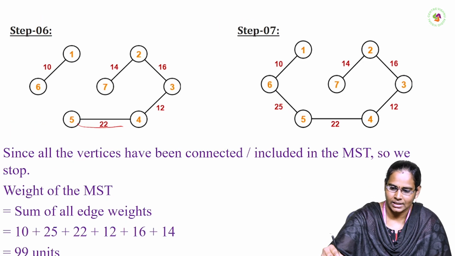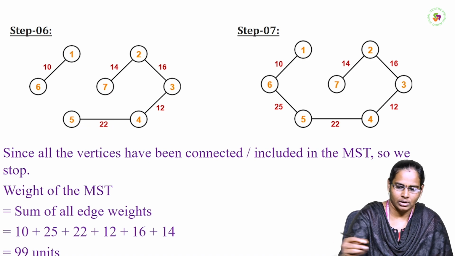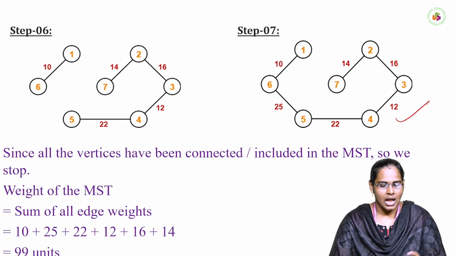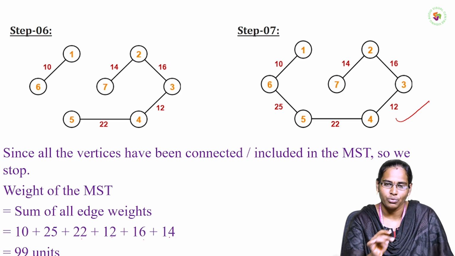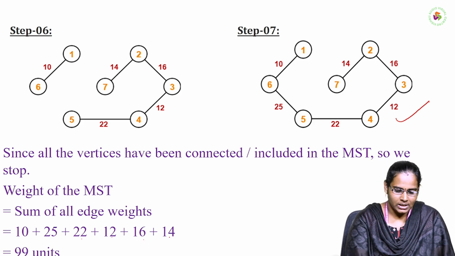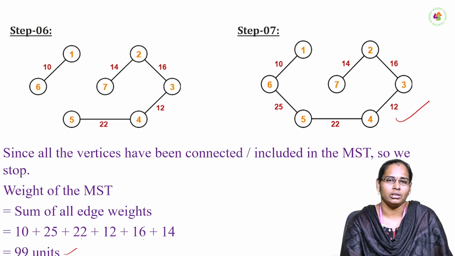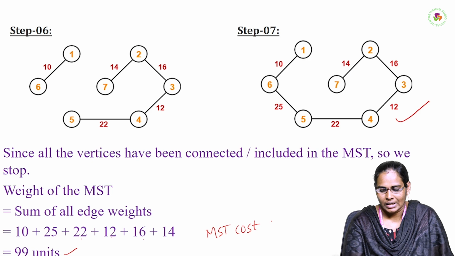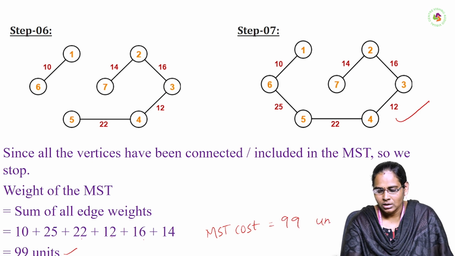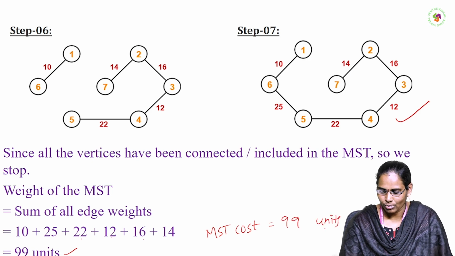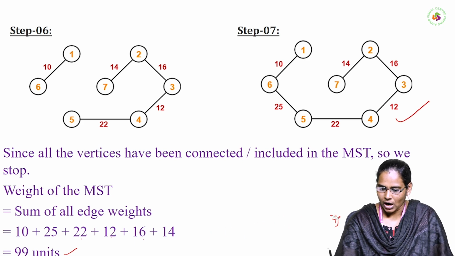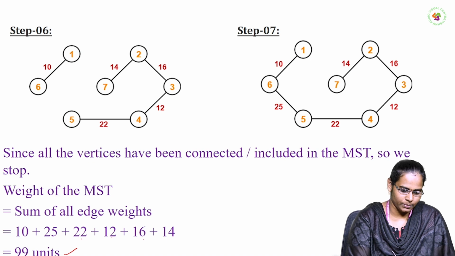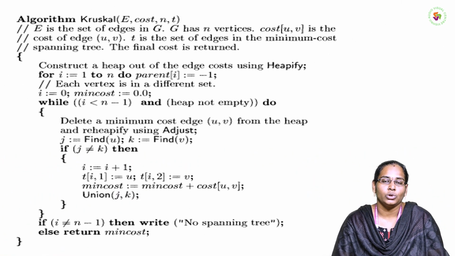So, finally, this is the resultant spanning tree. And what is the cost? 10, 25, 22, 12, 16 and 14. All weights are added here. The total is 99 units, the minimum spanning tree cost is equal to 99 units. So, this is about the Kruskal's algorithm spanning tree. Now, we are moving to Prim's algorithm. So, this is algorithm Kruskal's.